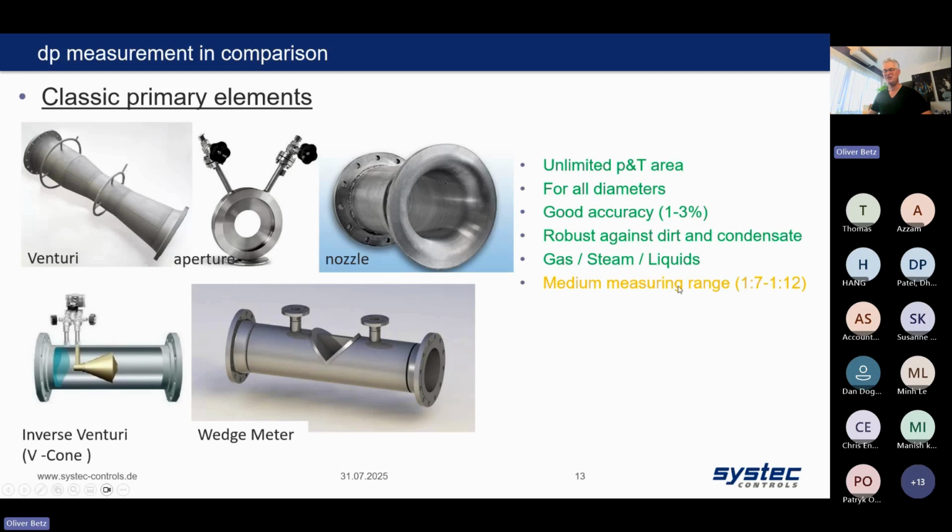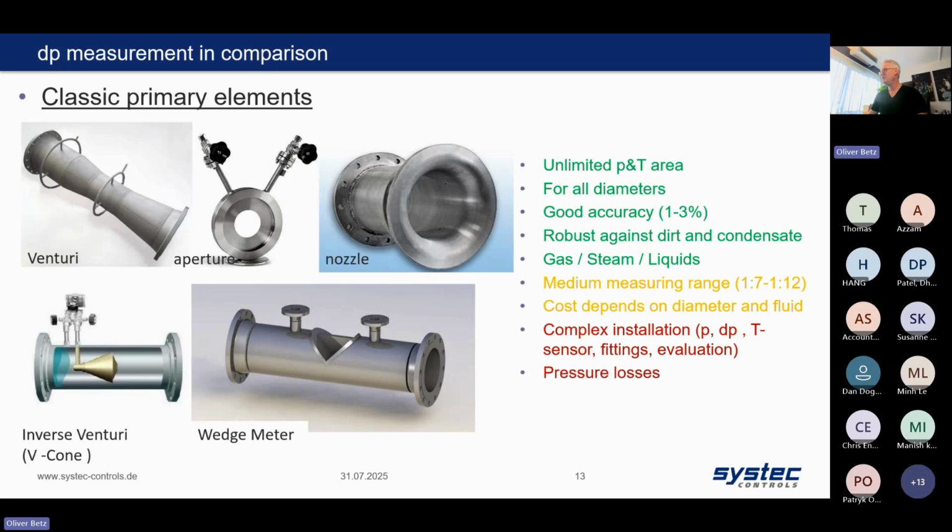Now let's come to the not so good points. You have a medium measuring range with no splitting range, 1 to 7, 1 to 12, something in this area. The cost depends on the diameter and the fluid. Small diameters are affordable. The bigger the diameter, the higher the cost. The installation is complex, as we saw before. You need shut-off valves, piping to the transmitters, and so on. And you have pressure losses depending on the type. High pressure losses for orifices, lower pressure losses for Venturis.